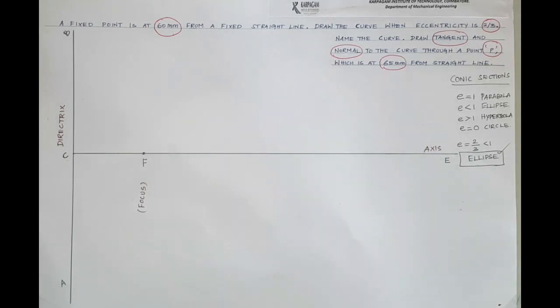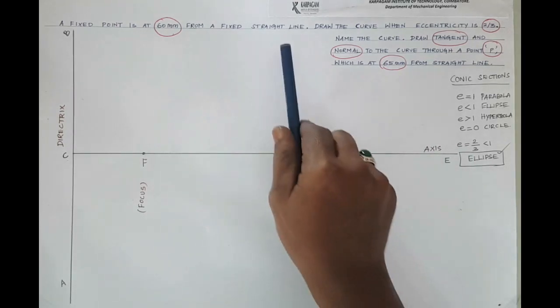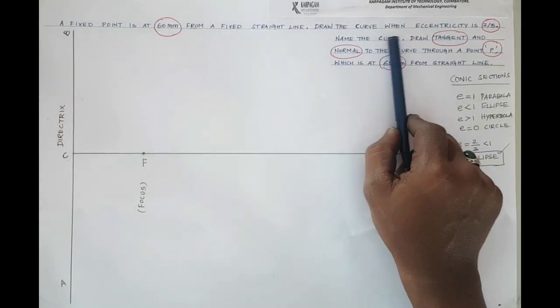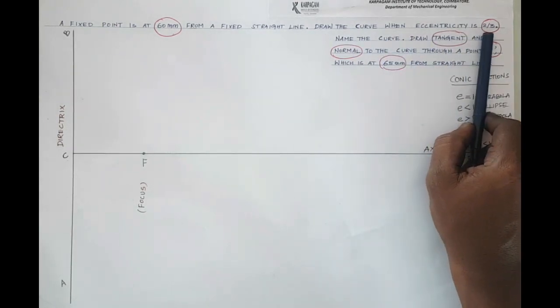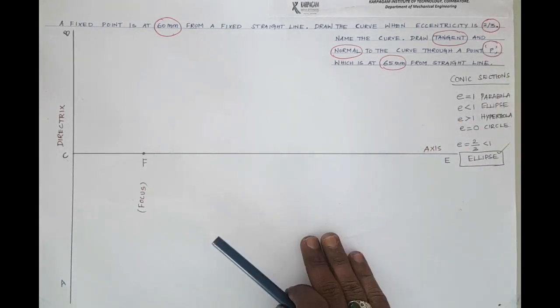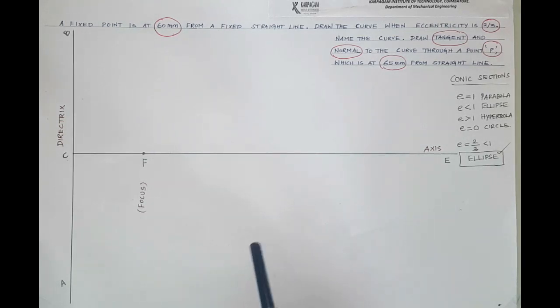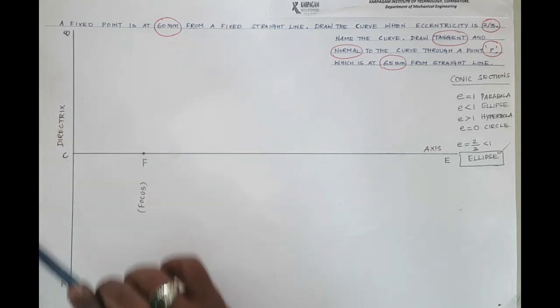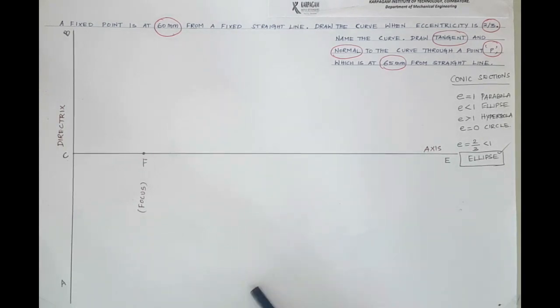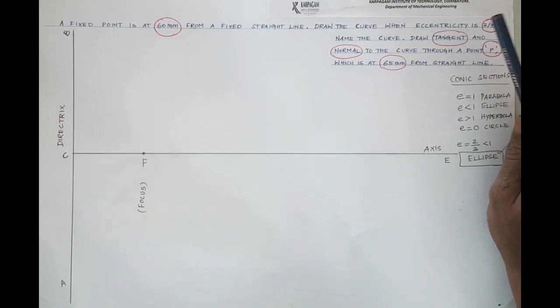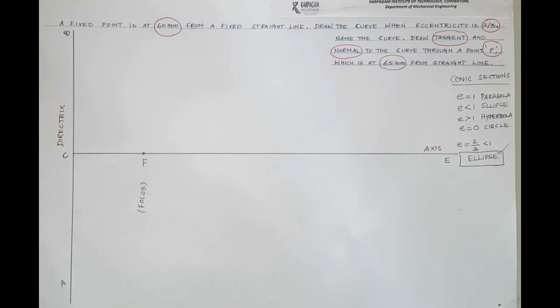Then next, come to the second sentence. It has the eccentricity value, which is 2 by 3, and the ellipse can be drawn by using various methods. In this class, we are drawing the ellipse based on the eccentricity method. So I am taking the eccentricity value. The given eccentricity value we have already discussed, e is equal to 2 by 3.